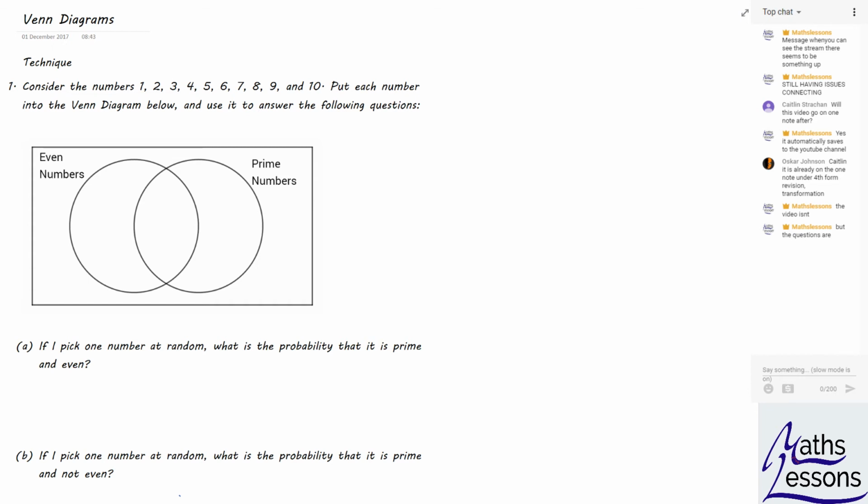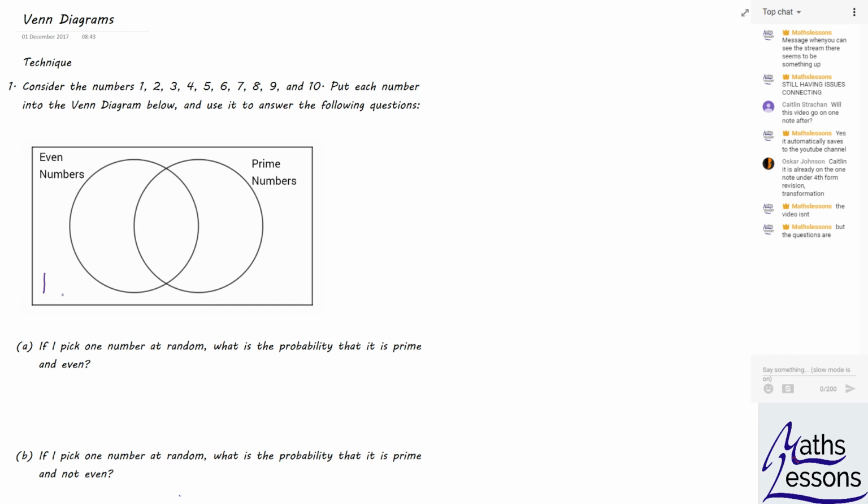Right, we're going to consider this. We're going to put the numbers 1 to 10 in here: even numbers, prime numbers. Well, 1 is not prime. Big mistake, often people think it's a prime number. A prime number needs to have exactly two factors, 1 and another number, which is itself.